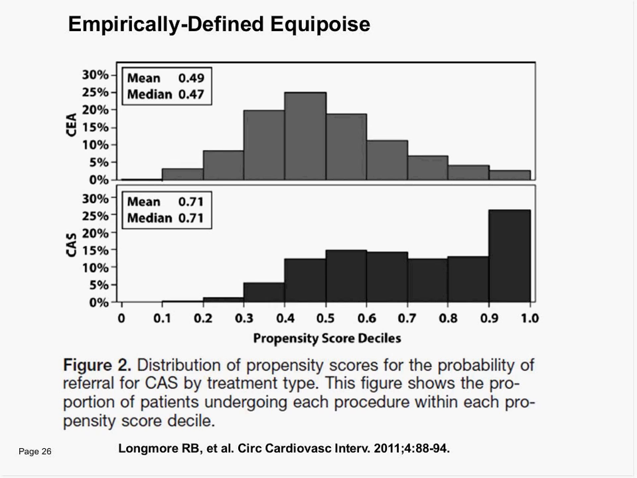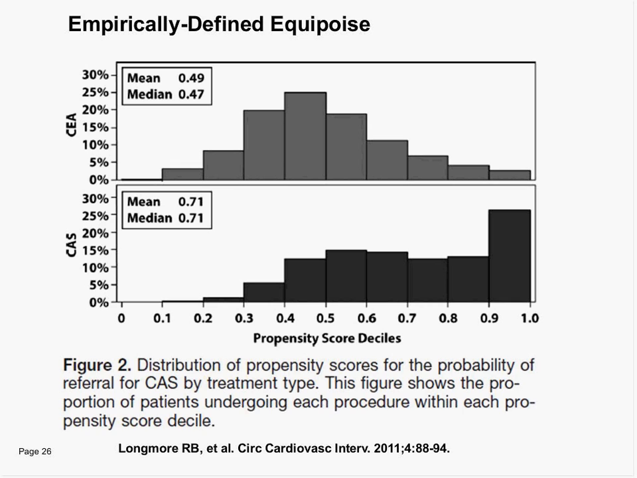There's an interesting study done where they were looking at what I'm calling this empirically defined equipoise. They developed a propensity score, using data from a registry. This is a registry of patients undergoing either endarterectomy, surgery for the carotid vessel, or stenting, carotid artery stent. So CEA is endarterectomy, CAS is carotid artery stent, and they developed a propensity score from this clinical practice registry.